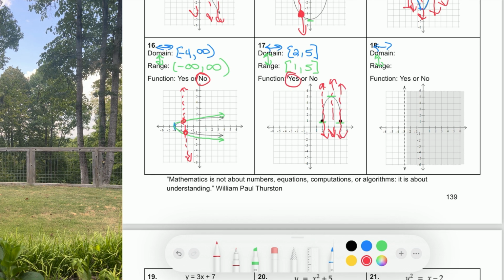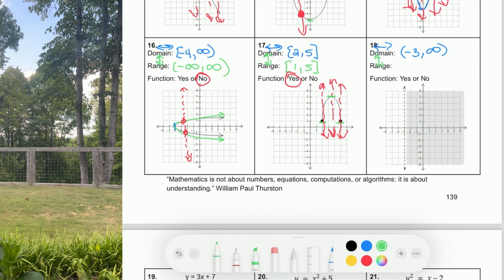Number 18, our domain is our x value. Do we have any limits? Well, let's see here. It's going to -3, and then we got that shaded area over there. So all that's part of our solutions as well. But the -3 is not included because this is a dotted line. So I'm going to have a parentheses, -3, comma, positive infinity.